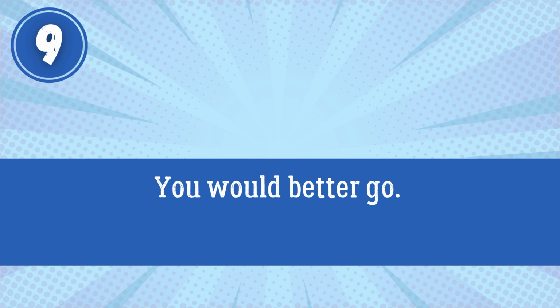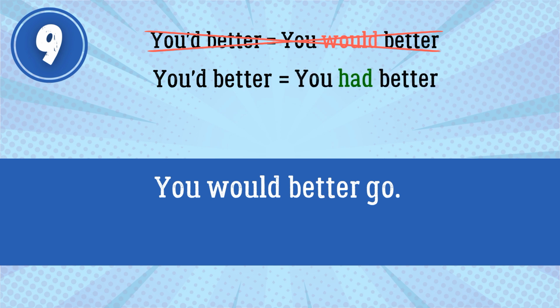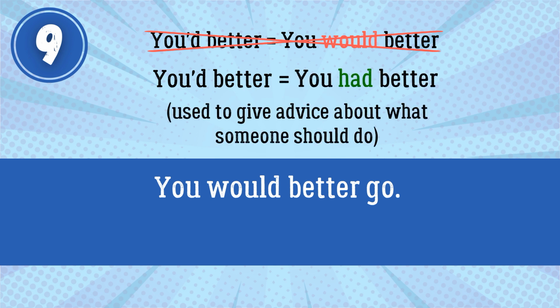Many learners often mistake "you'd better" as a contraction of "you would better." However, this is not accurate. "You'd better" actually comes from "you had better," which is an English idiom used to give advice about what someone should do. So, the correct way to say this sentence should be, "You had better go."